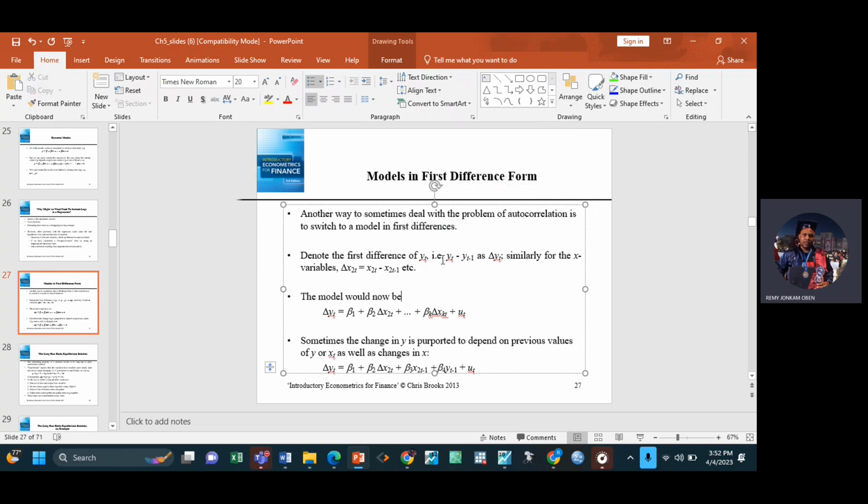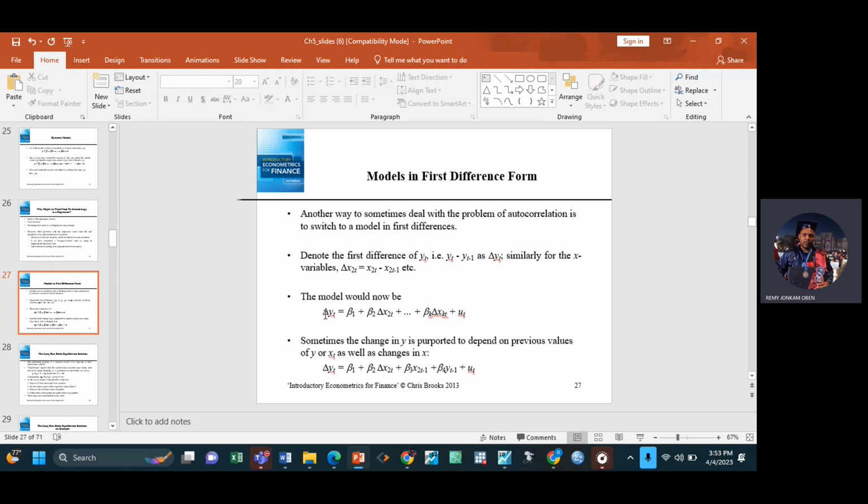The first difference, so are you seeing what's happening here? It is the current realization minus the lagged value, and this is the first difference. That triangle is the difference operator. Okay, so that's what is happening in there.